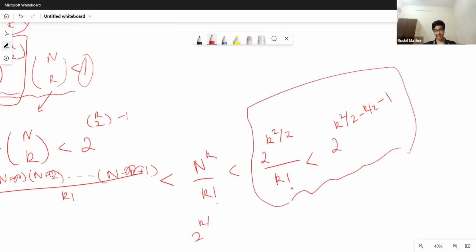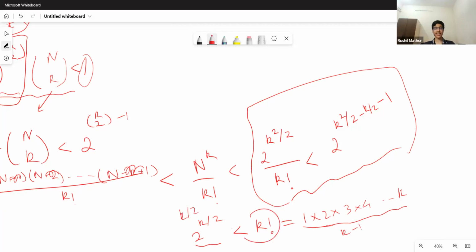And this is kind of trivial because you take stuff to the right side, you get 2 raised to k by 2 versus k factorial. And k factorial, if you just write it out, is 1 into 2 into 3 into 4 and so on up to k. These are k things, and these are only k by 2 things. This is k minus 1 things, and this is k by 2 things, and each thing on this side is as big. So the RHS is clearly much bigger, as we wanted.